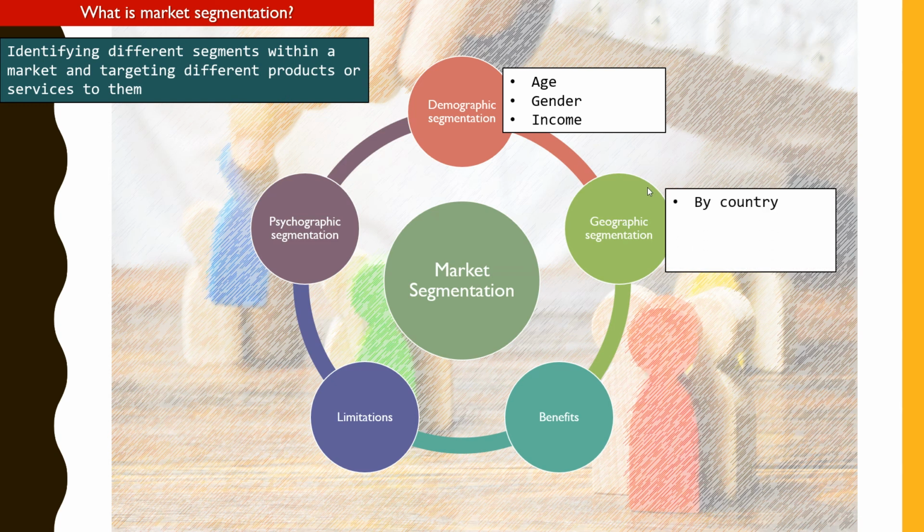Then a business can also look at geographic segmentation. This looks at the types of products that are suitable for different countries, different regions, as well as different cities. So you look at the likes and dislikes of the market in different countries and what is preferred over there, and you may cater to products or services that meet the needs of those countries.